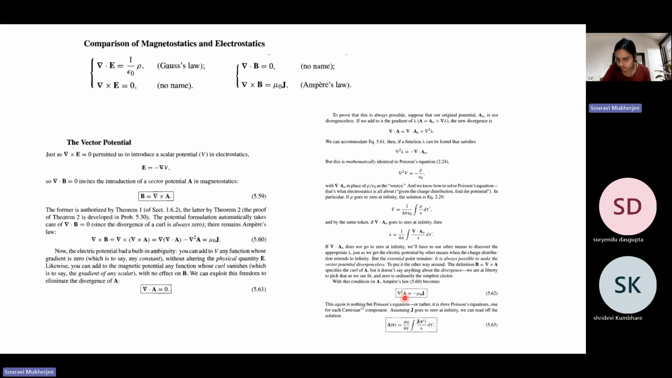Once you know A, you can use this relation to get an expression for A. Suppose you know the volume current density, so you know J. This is nothing but the same Poisson equation, but now you have three such equations for three different directions because it's a vector. That's the only difference, right? So by using this, you can write an expression for your vector potential. And once you know the vector potential, you can always use this relation to find the magnetic field. So this is how one can define the vector potential.